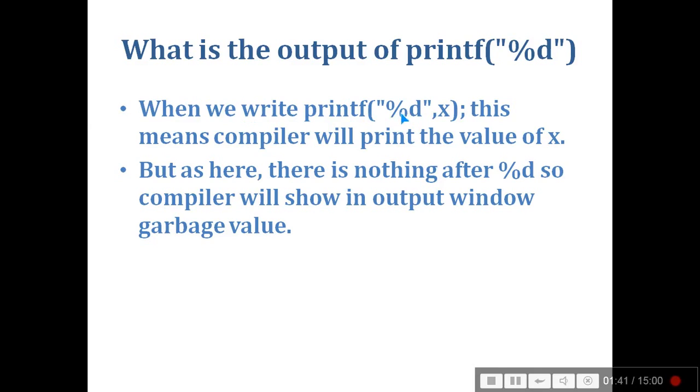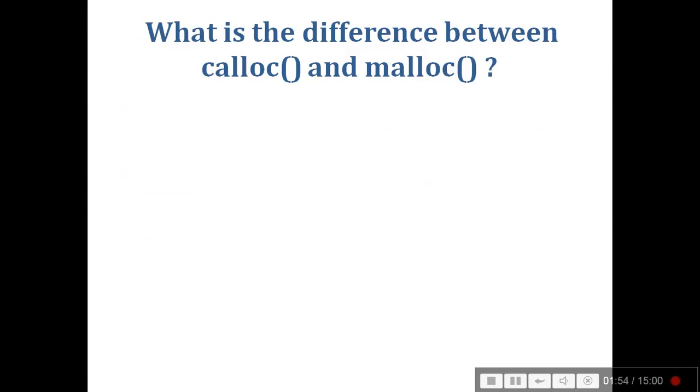And if this question is asked, what is the output of printf("%d")? Because you have already seen printf("%d", x), then the x value will be printed, which may be an integer. But what if you write only this in your program? Any guesses? If %d, x is there, the x value will be printed. But if only this is there, then a garbage value, or a value which is not known to us, will be printed to the console.